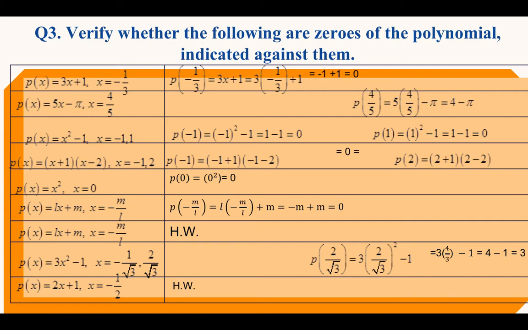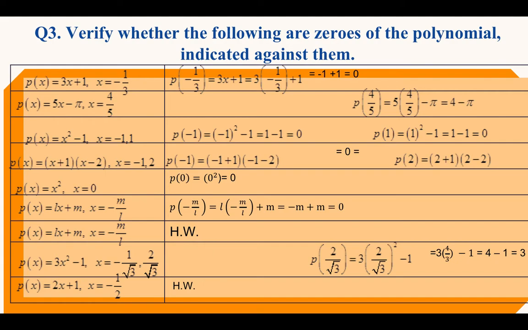Let's do the second question. P of x is equal to 5x minus pi. Now we have to check this value at x is equal to 4 by 5. So how will we do this? We will again put the value of x as 4 by 5 wherever it's given in the polynomial.